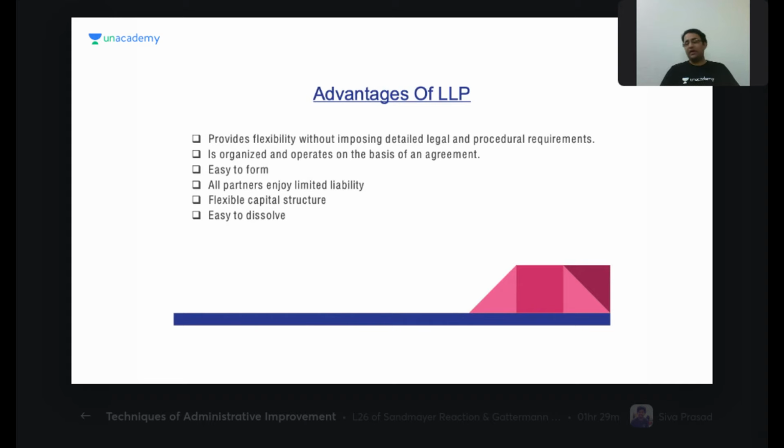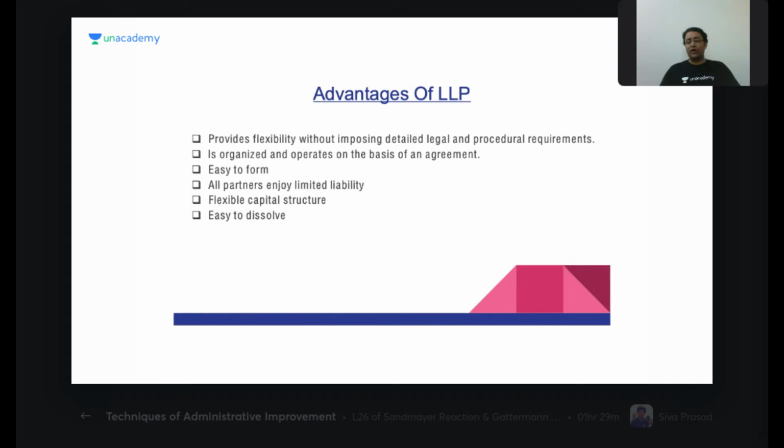An LLP is organized and operates on the basis of an agreement. Like I told you earlier, the whole crux or the main document that an LLP has is the LLP agreement, and all the terms and conditions, rules and regulations, procedures are all contained in the LLP agreement. So whenever there is any doubt, first the LLP agreement is referred to see if it contains any provision to clear that doubt. In case it doesn't, then we go to the LLP Act 2008. In case the LLP Act 2008 does not have it, then we look at the Indian Contract Act 1872.